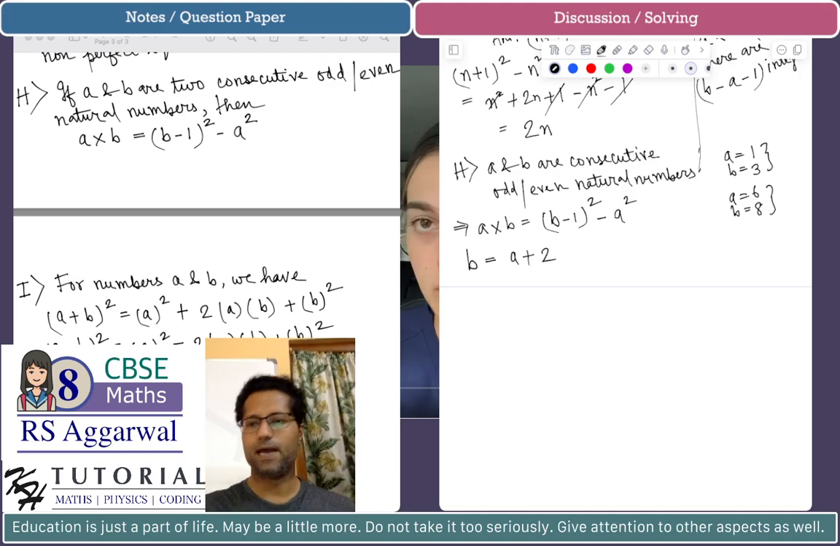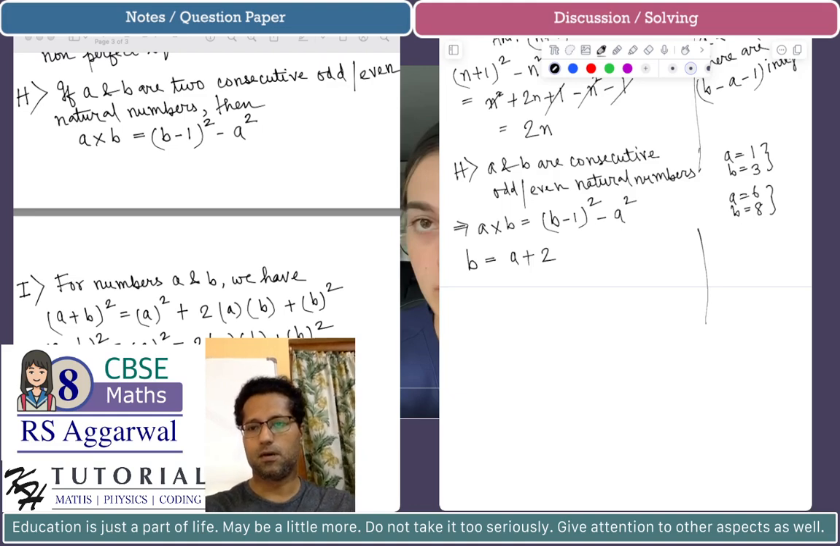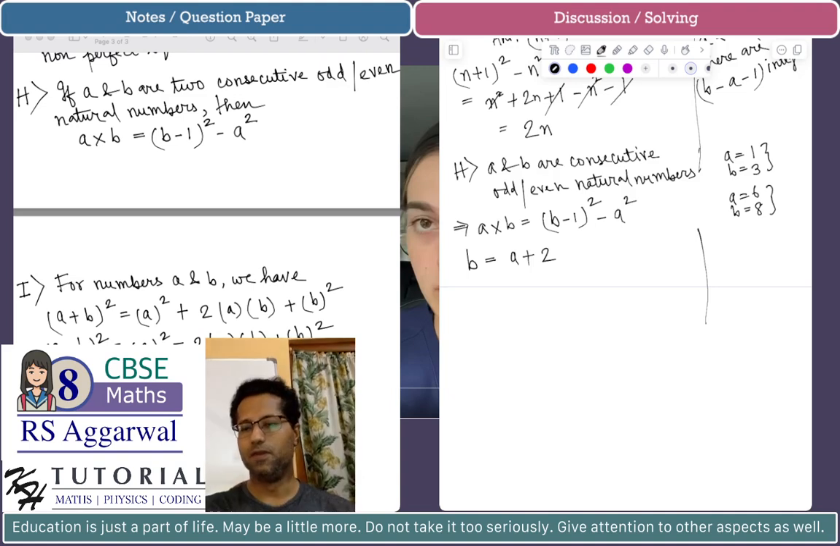Also you see that between any two consecutive odd or even natural numbers, there exists one integer between them. So as you can see, if a equals 1 and b equals 3, between a and b I can see another integer which is 2. Between 6 and 8 there is an integer 7. So let's say that integer be c.